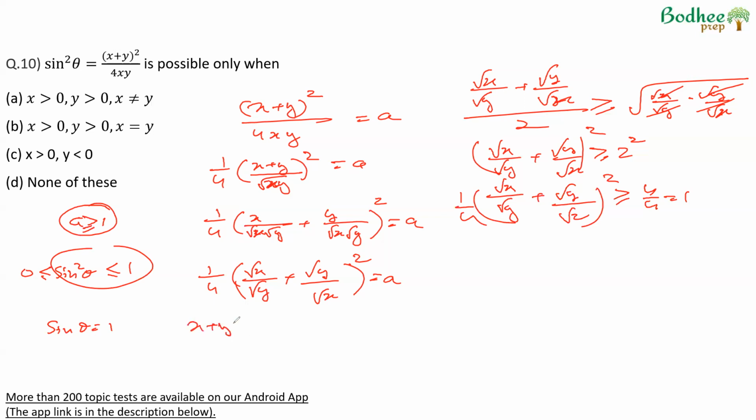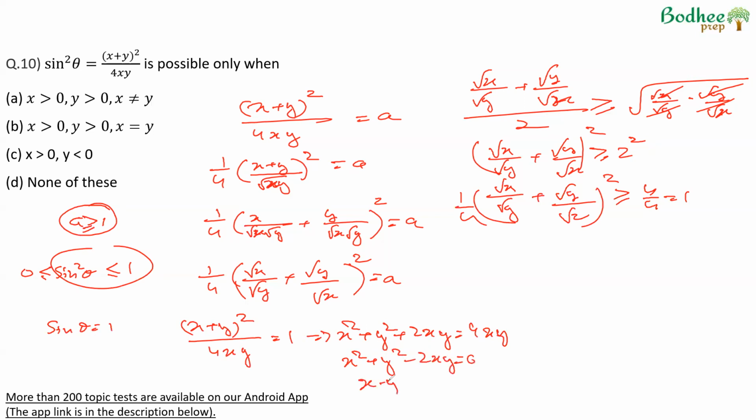(x plus y) whole square is equal to 4xy. If this has to be 1, that means x square plus y square plus 2xy is equal to 4xy, which means x square plus y square minus 2xy is equal to 0, which means (x minus y) whole square is equal to 0, which further means that x minus y is 0, or x is equal to y. So the only possibility for this to be true is when x and y are positive, so that this remains positive. But more importantly, x is equal to y becomes my answer.